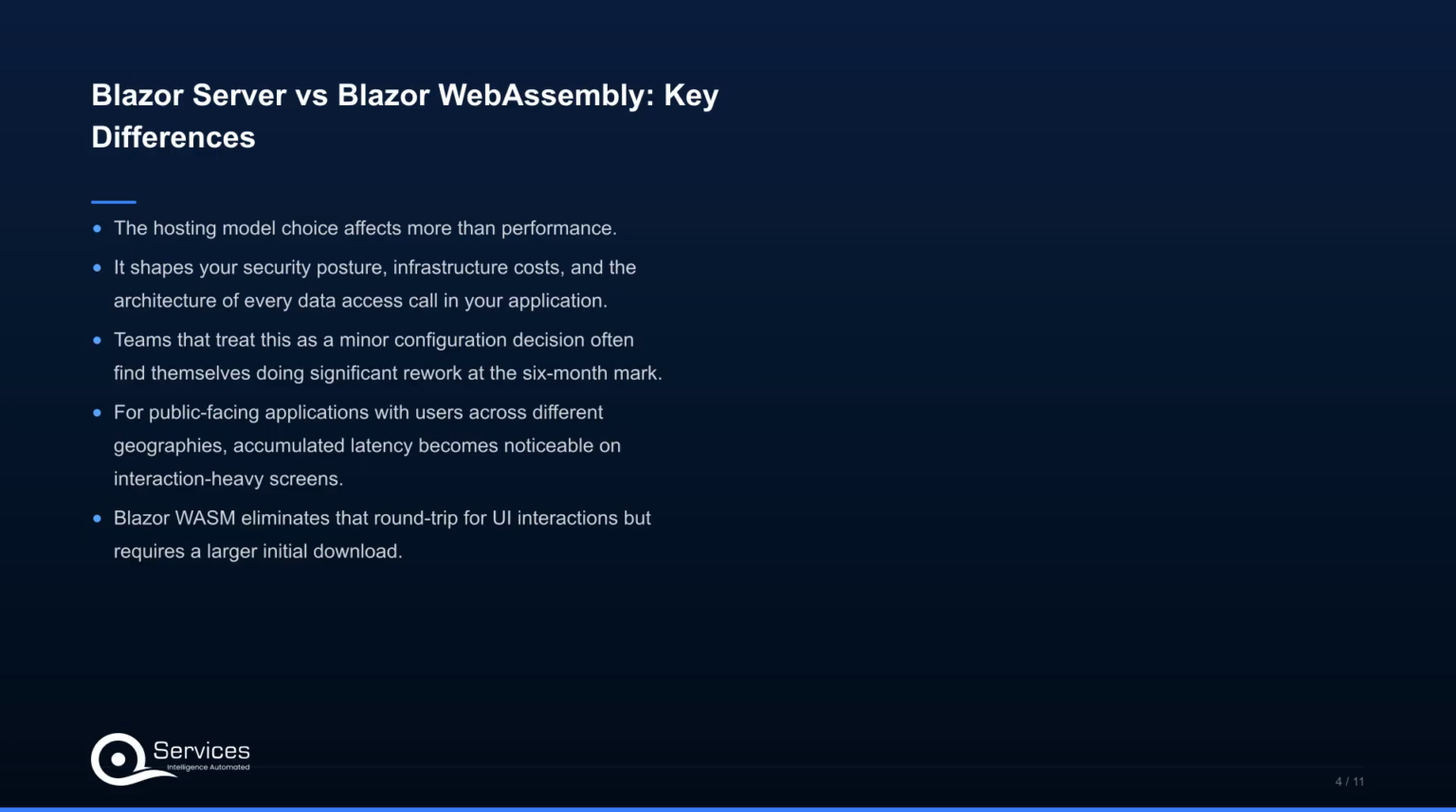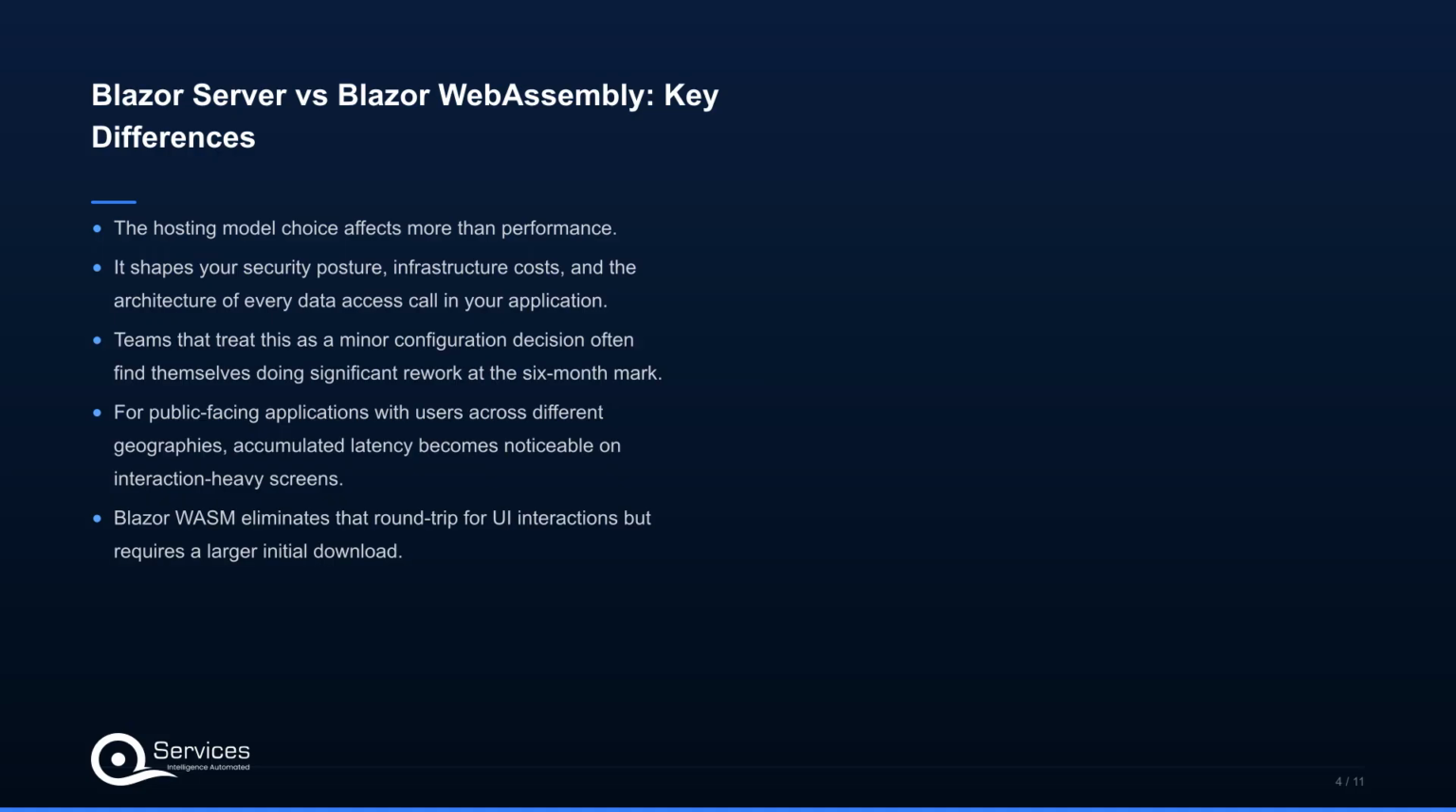For public-facing applications with users across different geographies, accumulated latency becomes noticeable on interaction-heavy screens. Blazor WASM eliminates that round trip for UI interactions but requires a larger initial download. In practice, for most enterprise internal tools, the difference in perceived performance between the two models is smaller than teams expect before building a prototype.